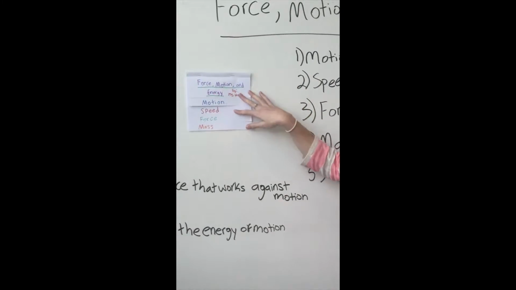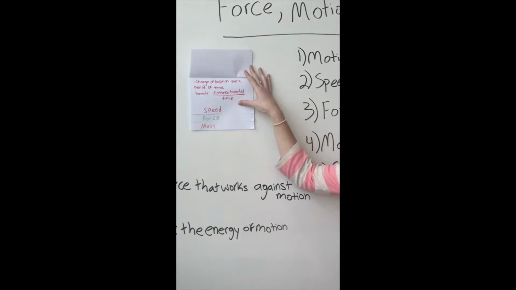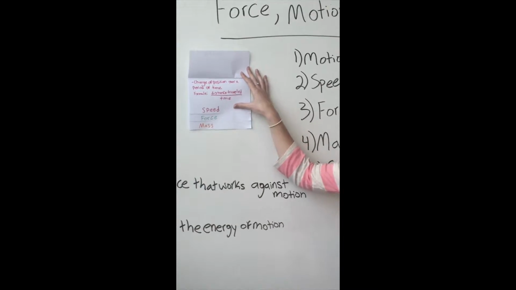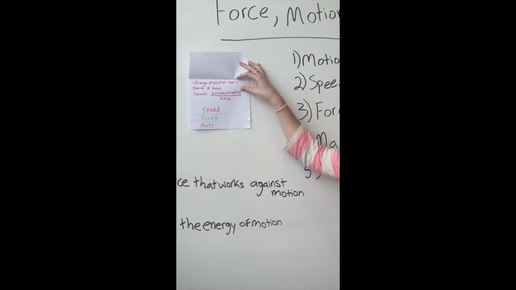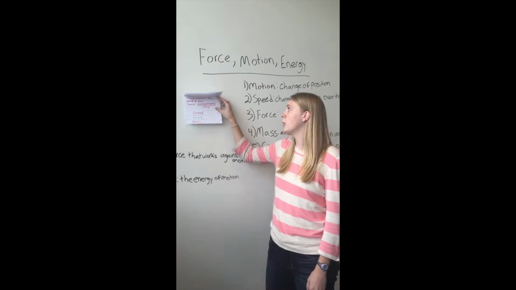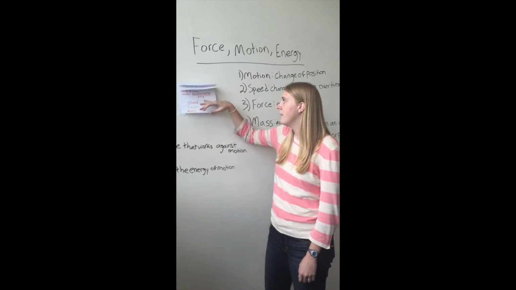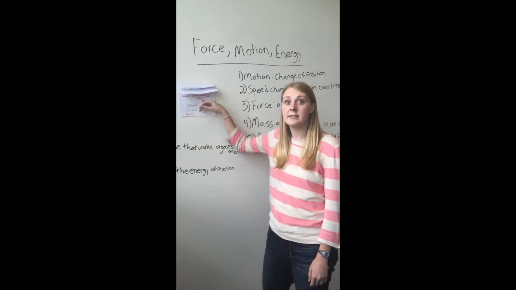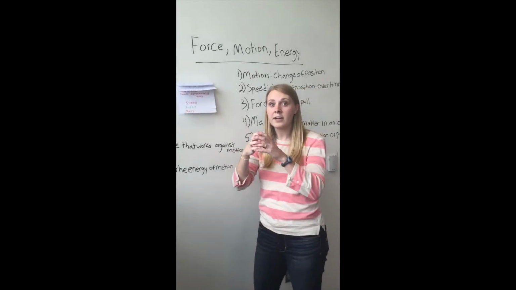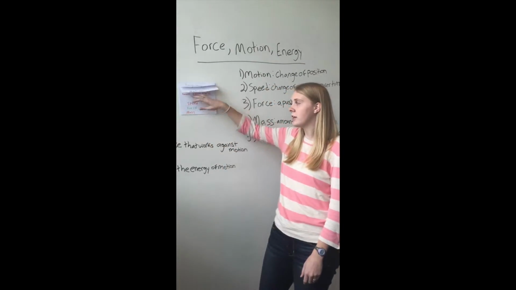The next word is speed. So label speed, and then speed is the change of position over a period of time. So the formula for that is distance traveled divided by time. So with that, you're going to put distance traveled, so it could be in miles or kilometers, and then the time, it can be in minutes and seconds. So you know on like a car radar how it says miles per hour? So that's what the speed is measuring.